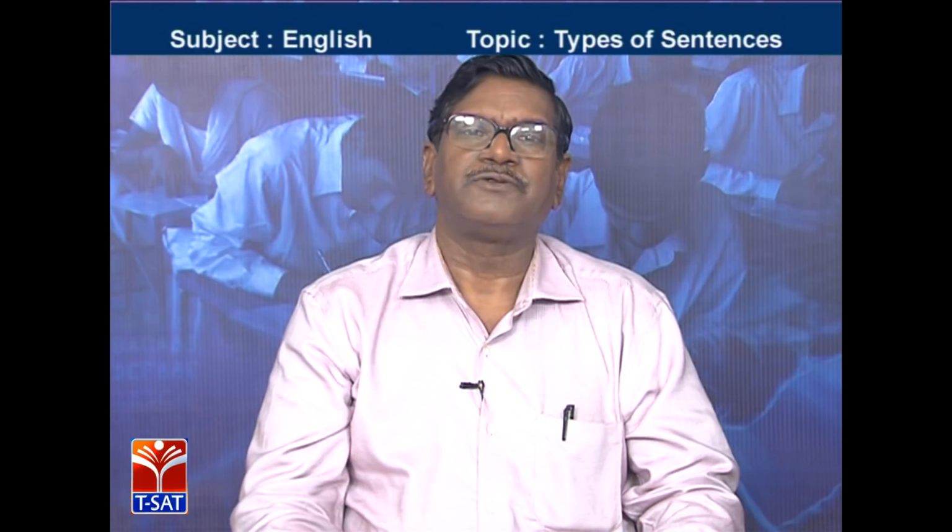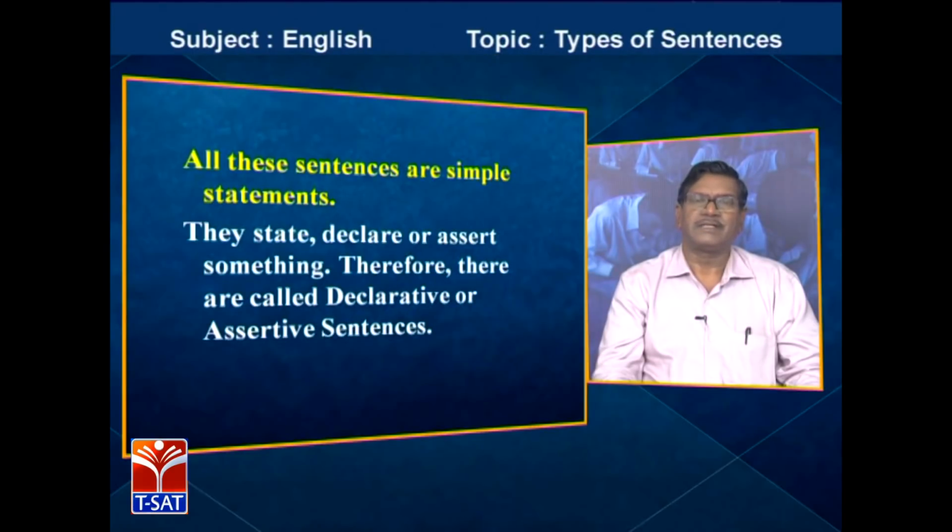The examples 1 and 2, they are affirmative sentences, that means positive statements. 3 and 4, they are negative sentences, that means negative statements. Assertive sentences are nothing but assertions or statements or declaratory sentences, okay, or declarative statements. So, these are called assertive sentences. This is the first type of sentences.